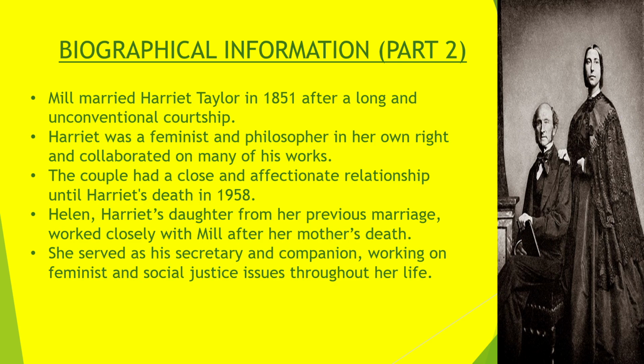Now, Harriet was a feminist and philosopher on her own. She collaborated with John on many of his works, and the couple had a close and affectionate relationship until she died in 1858. Her daughter from the previous marriage, Helen, worked closely with Mill after her mother's death on different things, to include issues related to feminism and social justice. She was his secretary and she was his companion. I don't think it was romantic in nature, but she was there to support him as a family member.